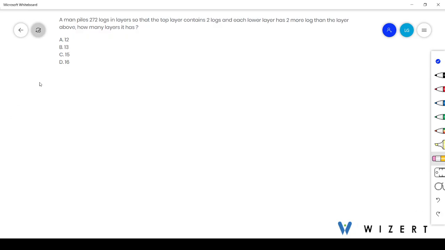Our question is, a man piles 272 logs in a layer so that the top layer contains 2 logs and each lower layer has 2 more logs than the layer above. How many layers does it have? This is an arithmetic sequence: 2, 4, 6 and so on.